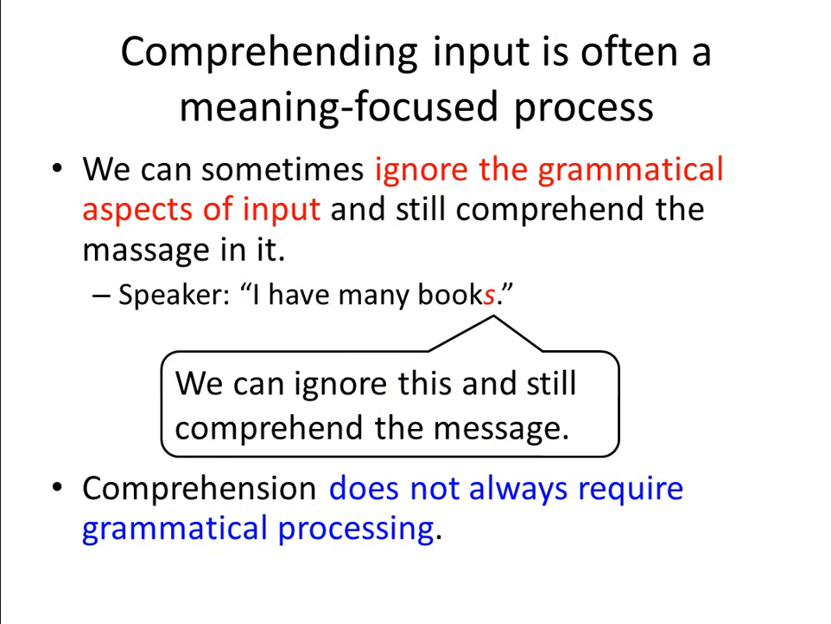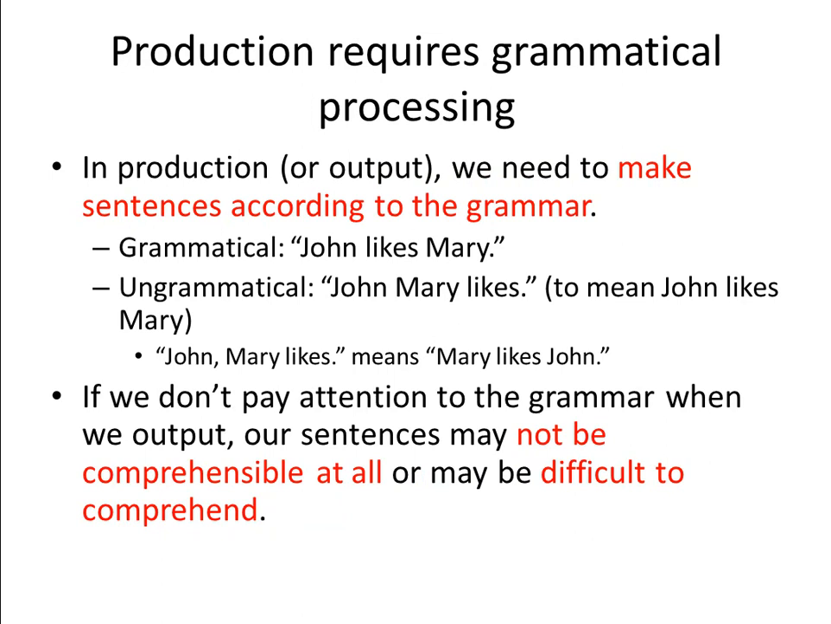And if this speaker actually has many books in his or her hands, then that extralinguistic context helps us understand this sentence as well. So when we try to comprehend input, sometimes, not always, we can ignore the grammar. So comprehension does not always require grammatical processing. However, according to Swain, production or output requires grammatical processing. So in production or output, we need to make sentences according to the grammar. So we cannot ignore the grammar when we produce sentences.